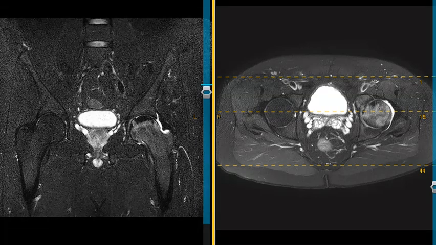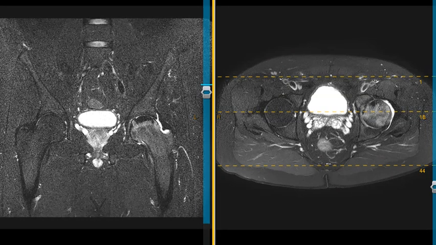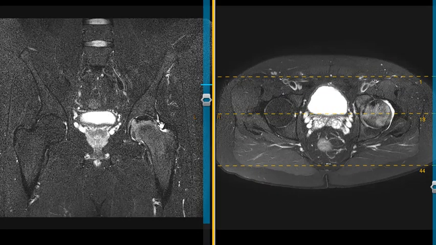This is a 32-year-old male who complained of hip pain for about 9 months. He had difficulty walking and finally came to get an MRI to see what was going on, and we note that there is significant asymmetry. This is the patient's left femoral head and neck. We see some fluid in the left hip joint.